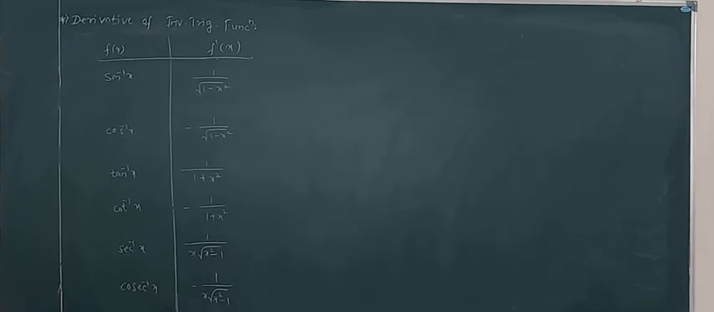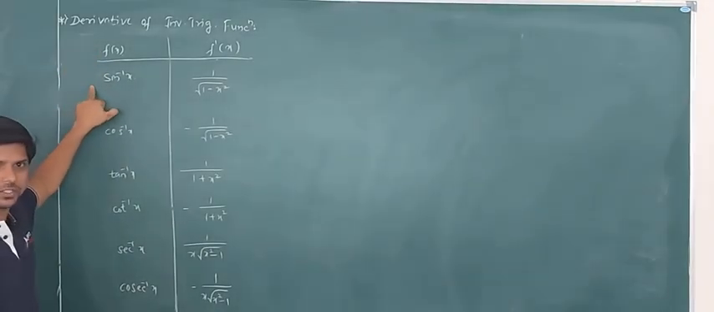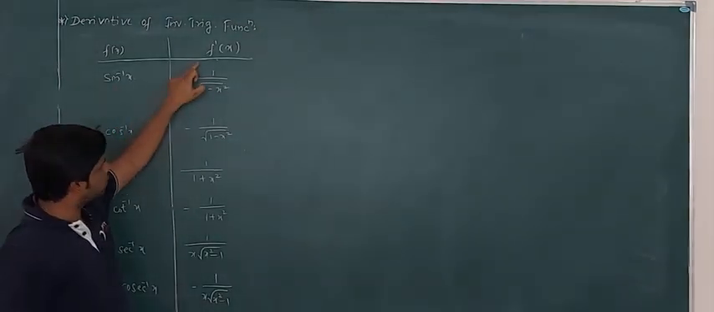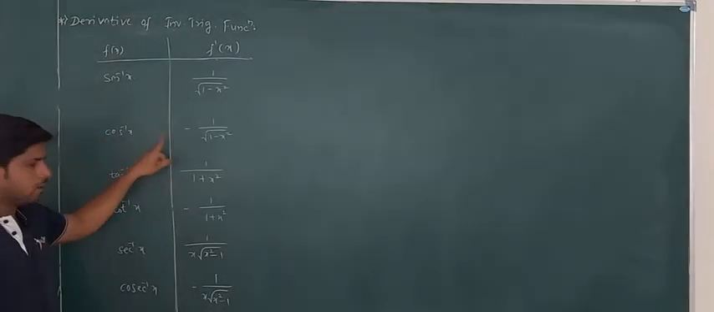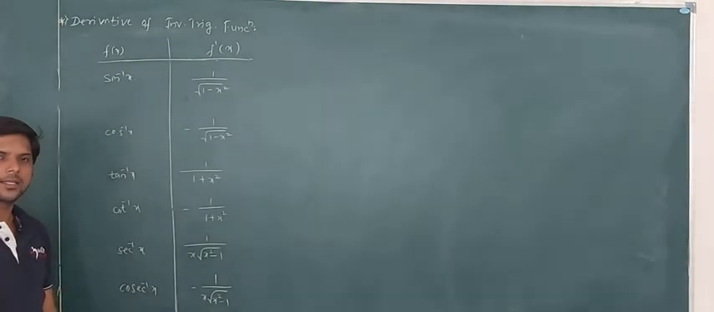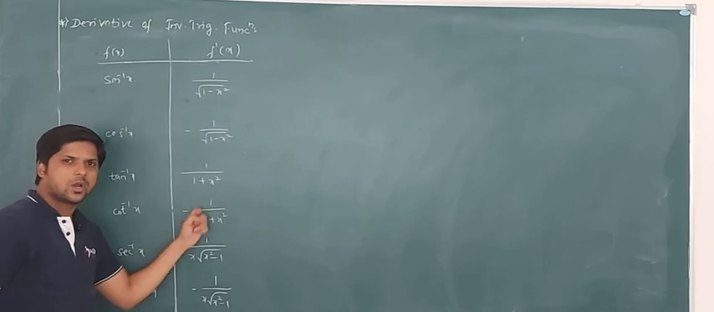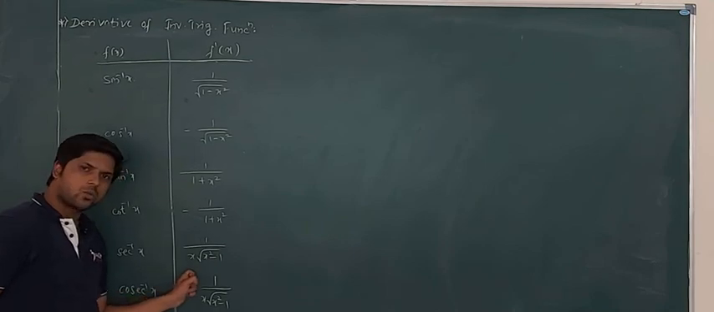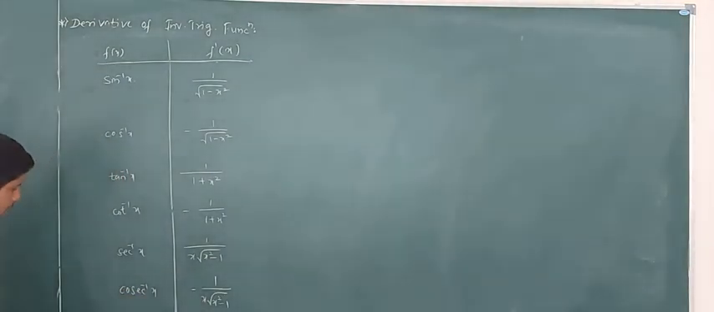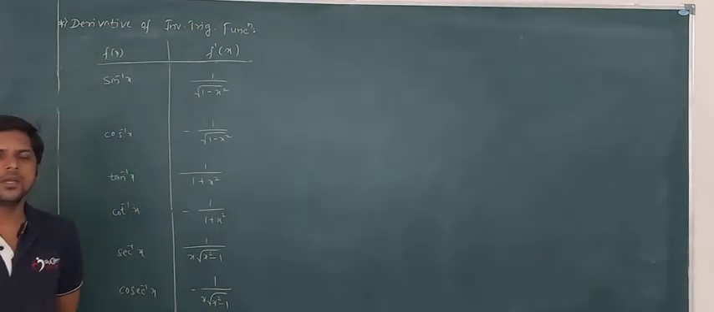So students, after differentiating all the inverse trigonometric functions, we have the differentiation formulas. Differentiation of sine inverse x is 1 upon square root of 1 minus x square. Differentiation of cos inverse x is minus 1 upon square root of 1 minus x square, and differentiation of tan inverse x is 1 upon 1 plus x square. Differentiation of cot inverse x is minus 1 upon 1 plus x square. Differentiation of sec inverse x is 1 upon x into square root of x square minus 1, and the last one, cosec inverse x, is minus 1 upon x into square root of x square minus 1.